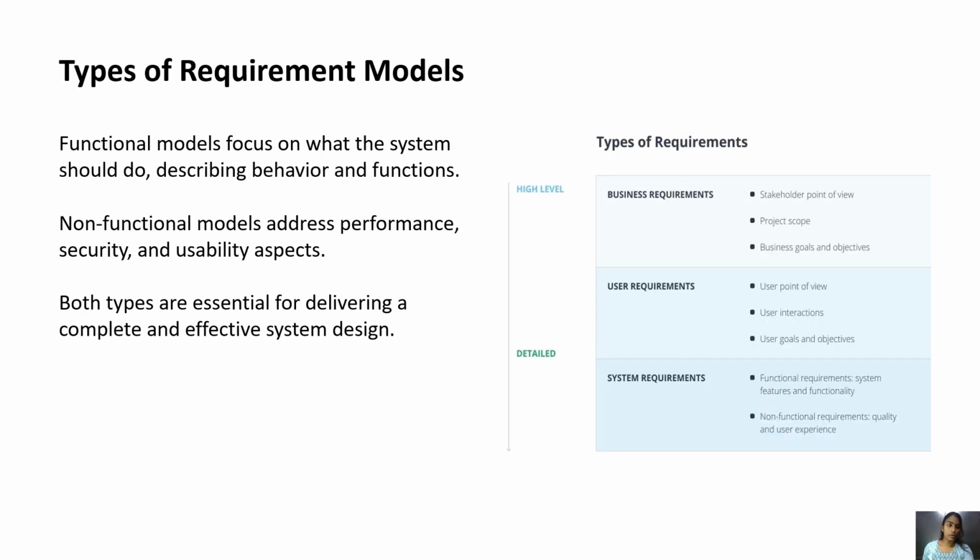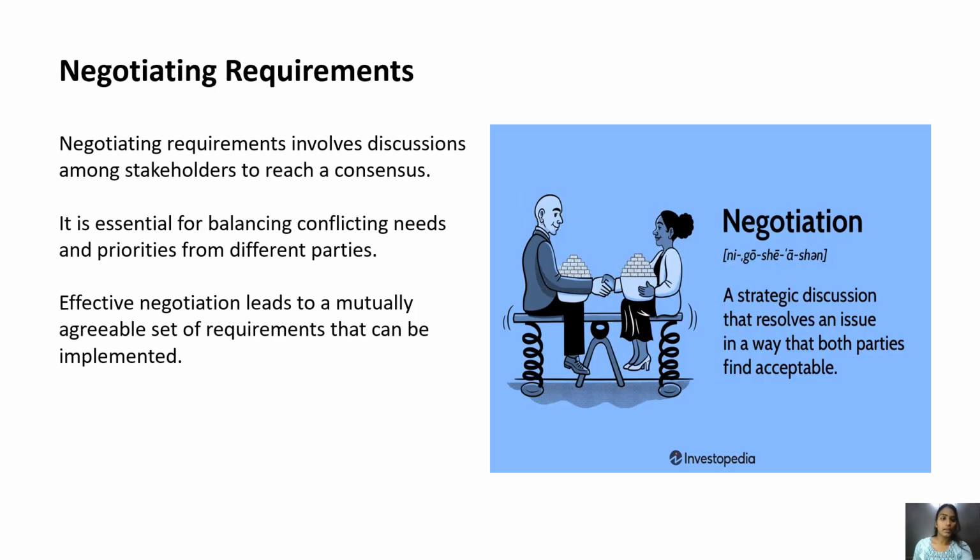Types of requirement models. Functional models focus on what the system should do, describing behavior and functions. Non-functional models address performance, security, and usability aspects. Both types are essential for delivering a complete and effective system design.